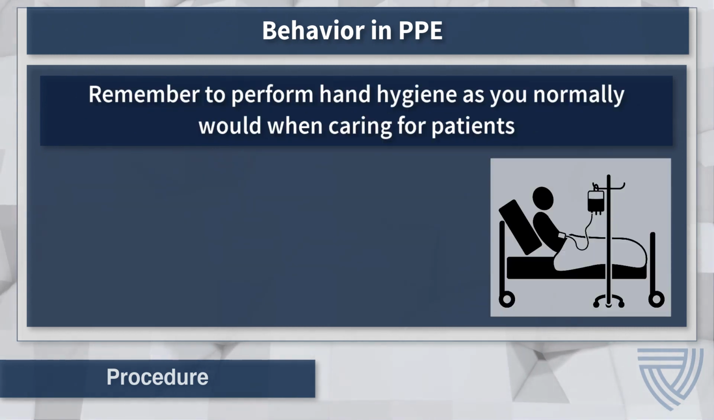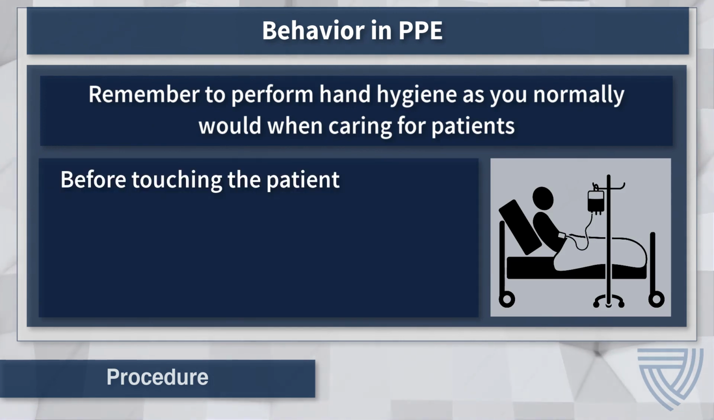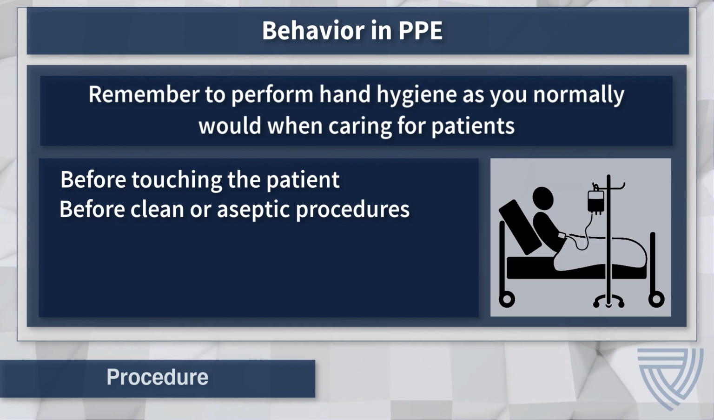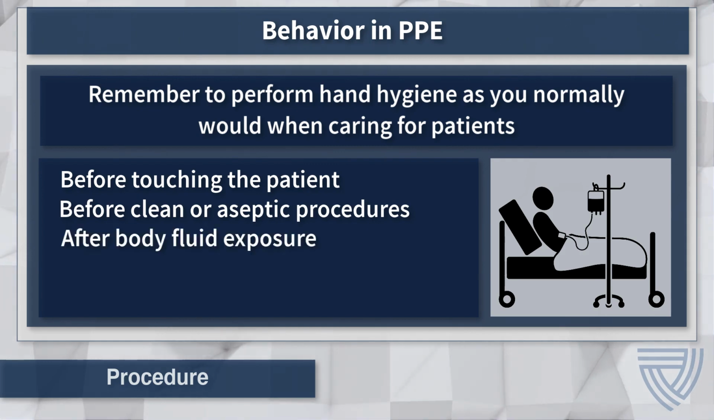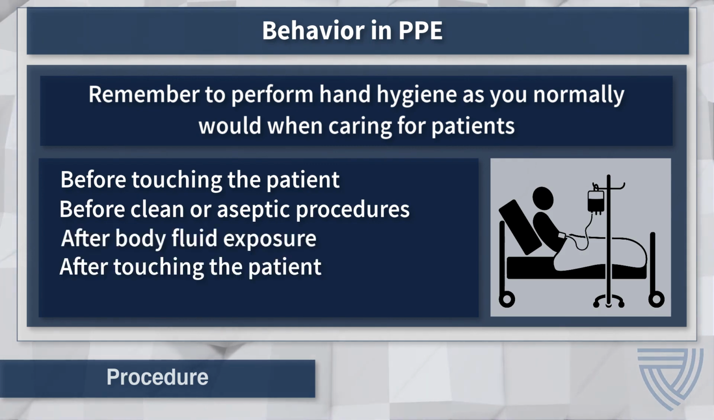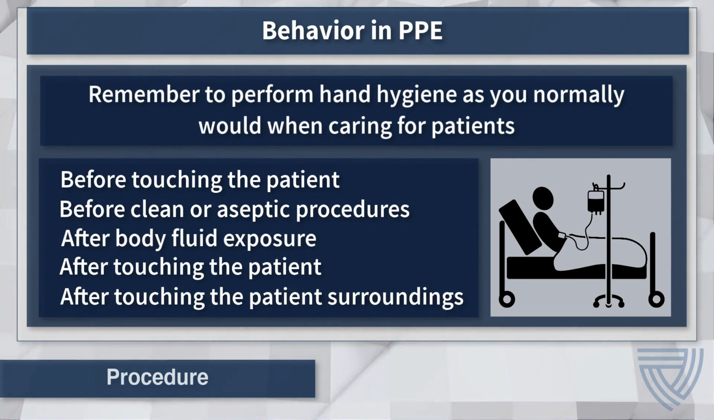Hand hygiene should be performed as usual when caring for patients, including hand hygiene before touching a patient, before clean or aseptic procedures, after body fluid exposure, after touching a patient, or after touching the patient's surroundings. Limit touching surfaces in the patient care area, as this may lead to glove contamination and the spreading of contamination to other areas. Be mindful that the parts of the PPE most likely to become contaminated are the hands, arms, and torso.